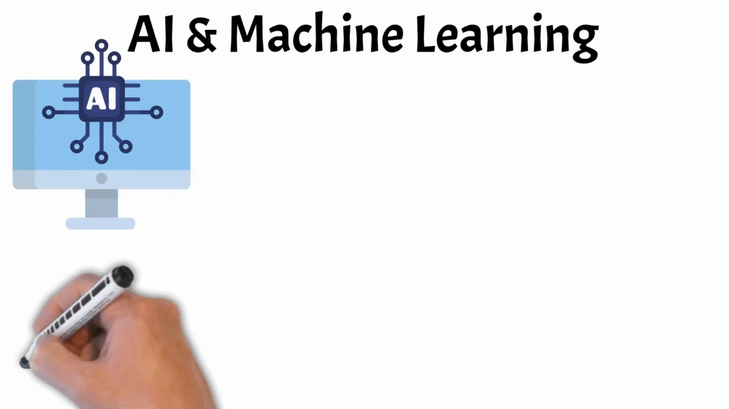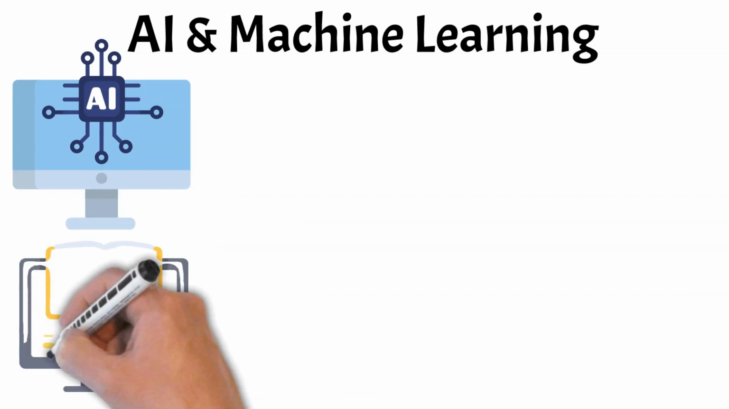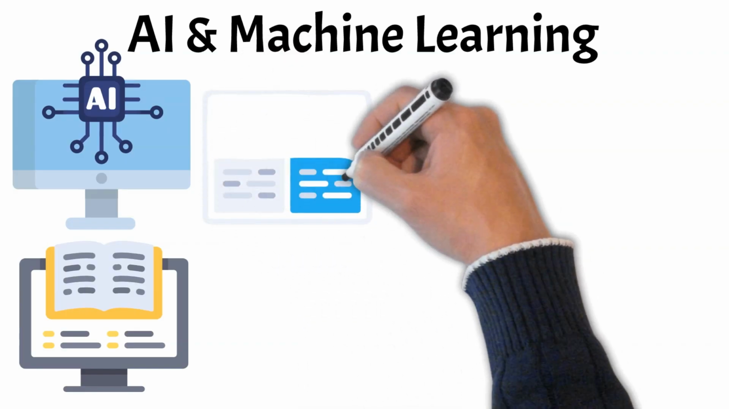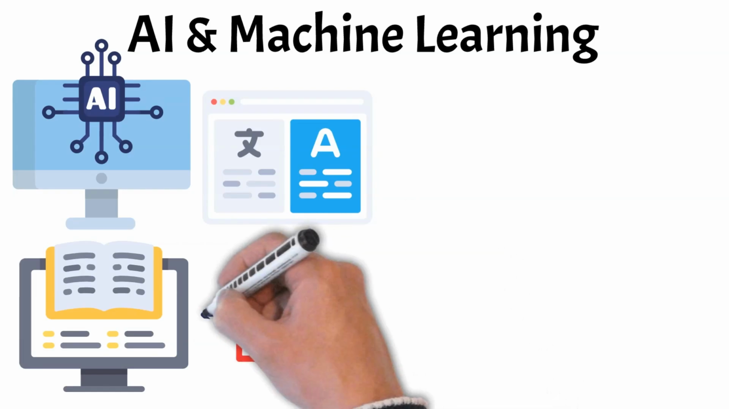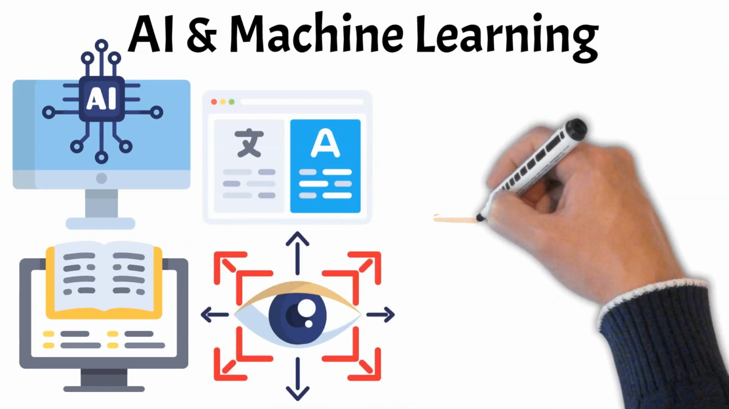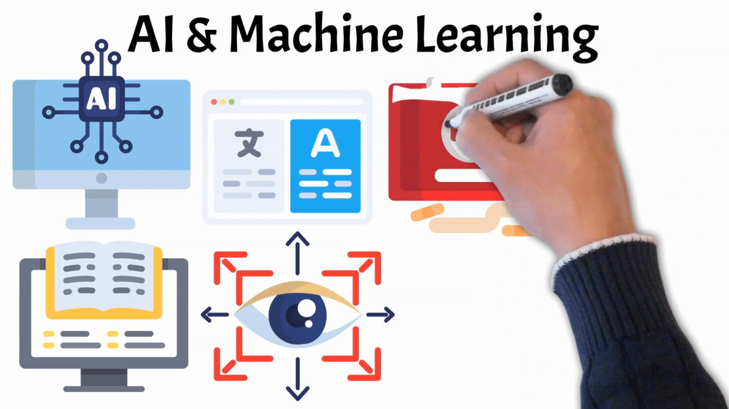Moving on, we have artificial intelligence and machine learning, a field that focuses on creating systems that can learn, adapt, and make decisions. AI spans a wide range of technologies, from machine learning algorithms that detect patterns in data to neural networks that power speech recognition and image processing. Key areas include natural language processing, computer vision, and reinforcement learning, all of which are transforming industries like healthcare, finance, and autonomous systems.